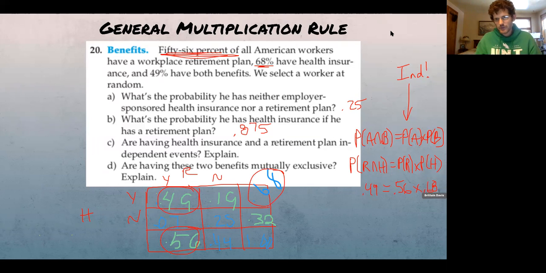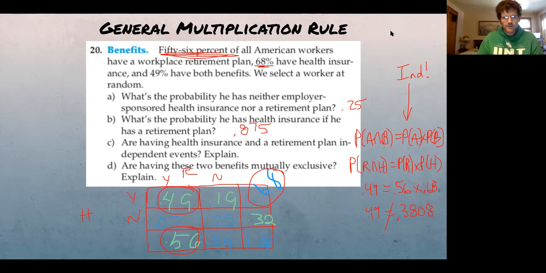So I'm going to multiply out on the right side. And I get 0.3808. If these were truly independent, we would see these two equal each other, but they're not. So therefore, they are not independent. Does that make sense? Okay. And I know it's a little bit tricky, kind of trying to think through that. Maybe that's actually good enough for now.